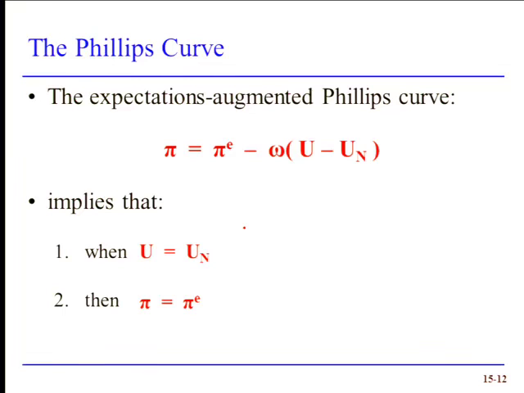Now, one of the interesting things about this expectations augmented Phillips curve is to notice that if the unemployment gap is 0, right, the actual rate is at the natural rate, then what do we see? Actual inflation will equal expected inflation. This is a relationship that's very important to us. What it tells us is that in the long run, when the labor market's in equilibrium and we're at the natural rate of unemployment, the inflation equals expected inflation. We'll come back to this time and time again over the rest of the term.